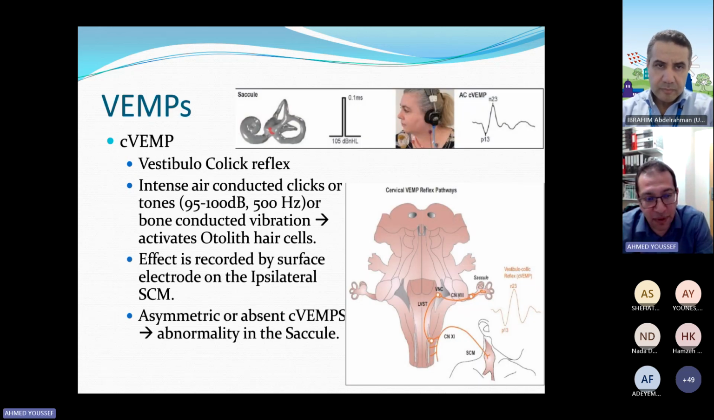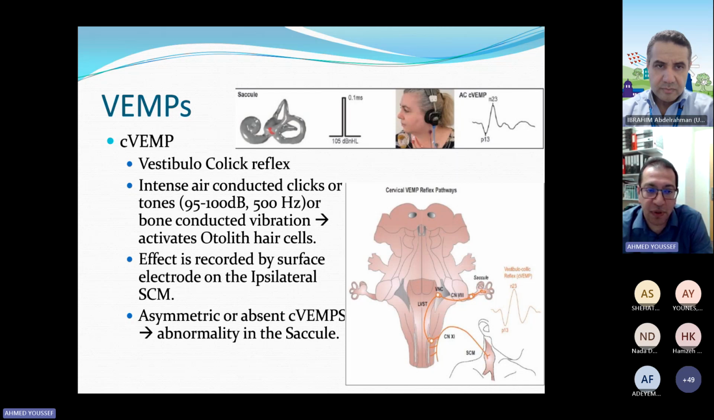If we move on to the third test, which is the VEMP, or the vestibular evoked myogenic potential. From its name, it is muscle potentials, and they are evoked by vestibular response. Basically, sounds are used to stimulate the inner ear, which in certain frequencies and certain decibel levels would stimulate parts of the inner ear that would induce or evoke a potential in the muscles.